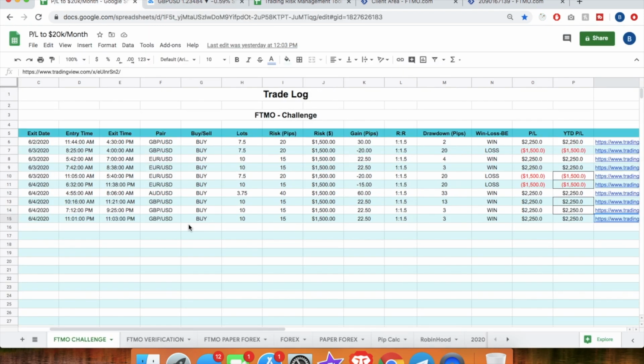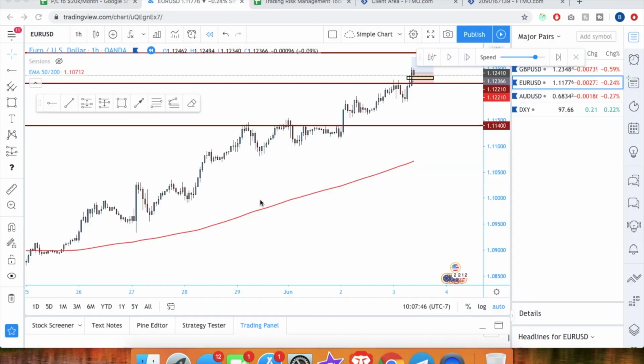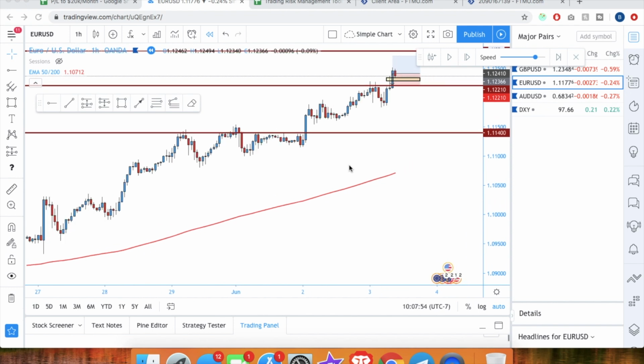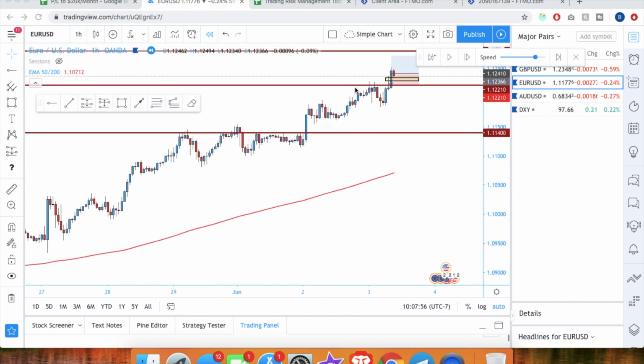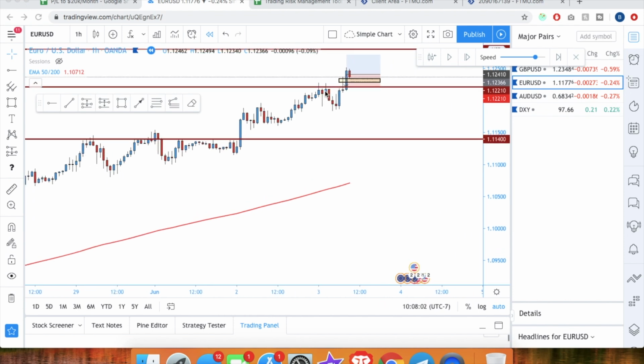And next up, I want to show you guys a losing trade I took on Euro USD. So this is the Euro USD chart right here, and as you can see, this is above the 200 EMA, and that will be only buy trades. I already mapped out the support and resistance levels from the daily level, and you can see here that we have room to trade.